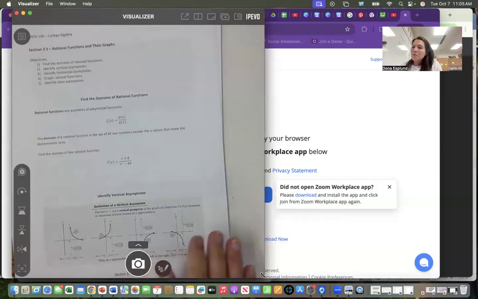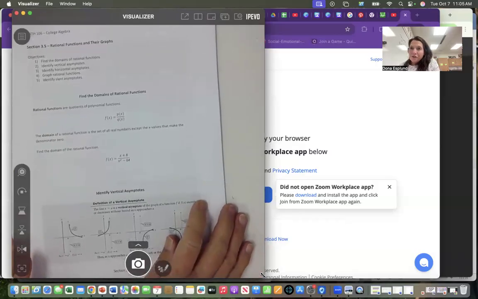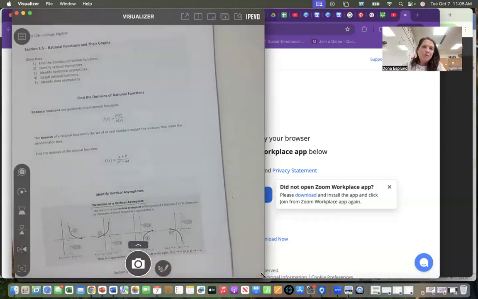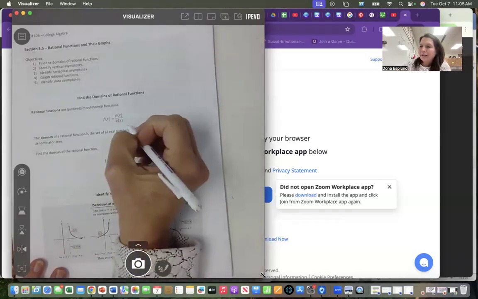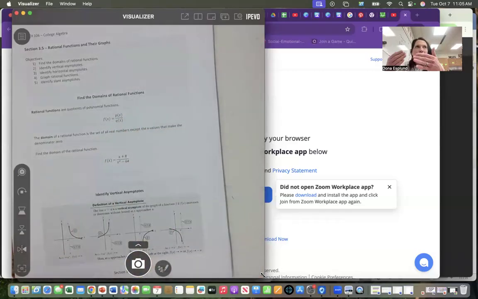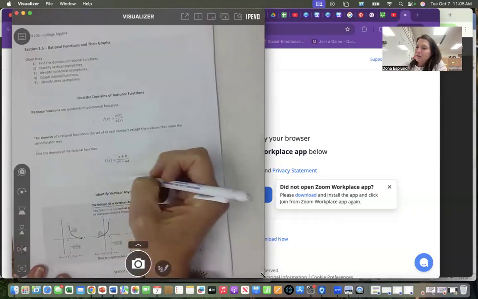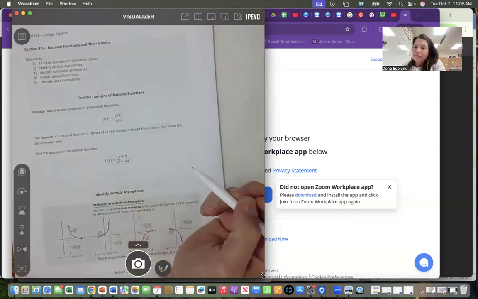So today when we talk about rational functions, now remember when I say rational, we're talking about it looking a lot like just a fraction. So we want to remember all of those things that we talked about with the domain because they play in how this is also graphed.